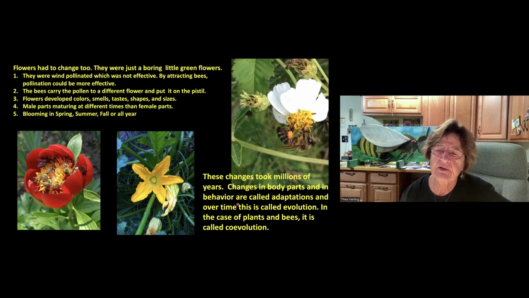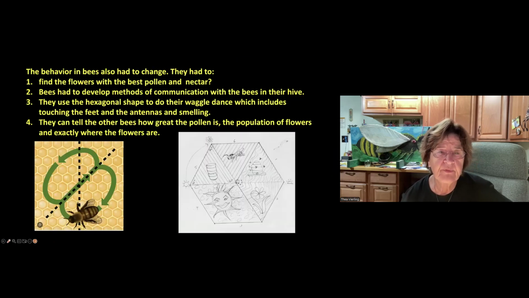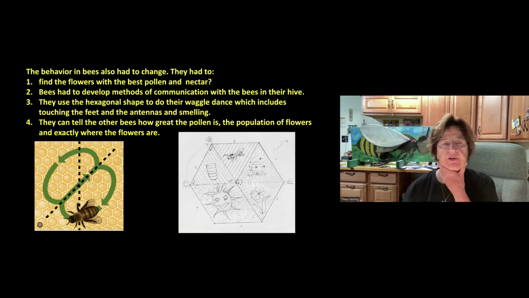Changes in body parts and in behavior are called adaptations. And over time, this is called evolution. In the case of plants and bees, it is called co-evolution because they evolved together. They changed to see what would help them the most.